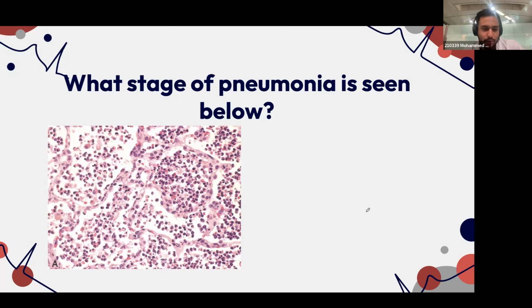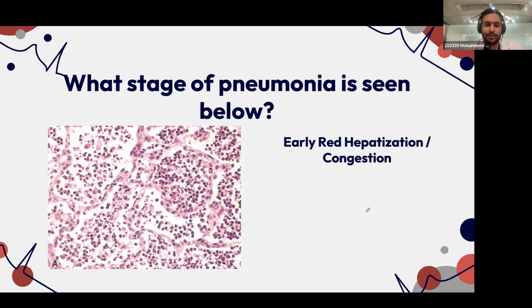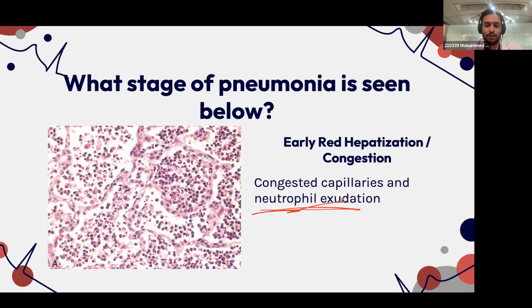Congestion, excellent. Early red hepatization or congestion. It's very hard to tell the difference between them. This is most likely not going to come, telling the difference between them in terms of imaging. It's very difficult. However, here you can see congestive capillary and neutrophil exudation. Because of the neutrophil exudation, we say it's early red hepatization. So all of you are correct. This is very difficult to tell.